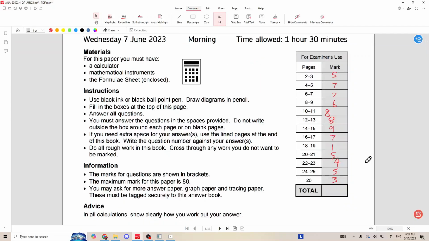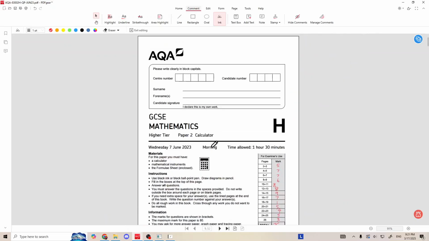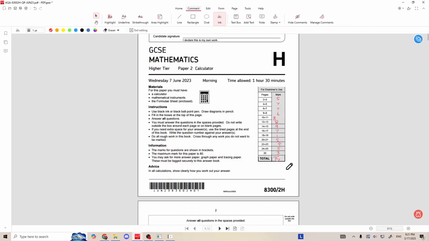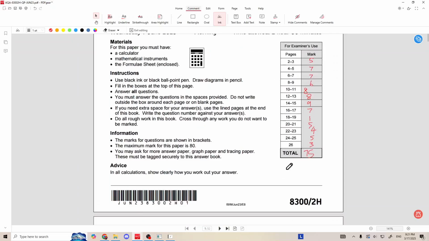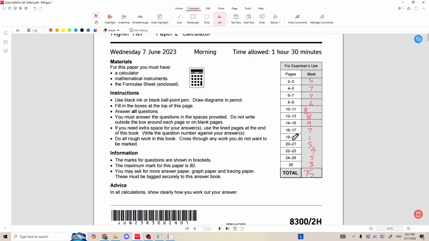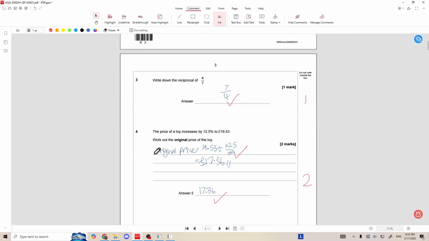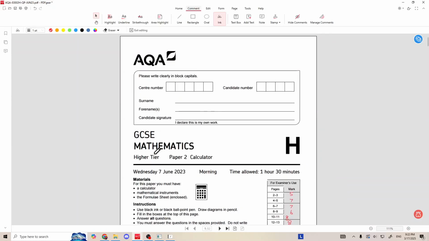75, wow. 75 out of 80. That's the result for paper 2, everyone. Paper 2. 75 out of 80. That is still above 90%. Despite all the screw ups I had in the later part of the paper, it was still pretty alright, all things considered. So, yeah, alright.